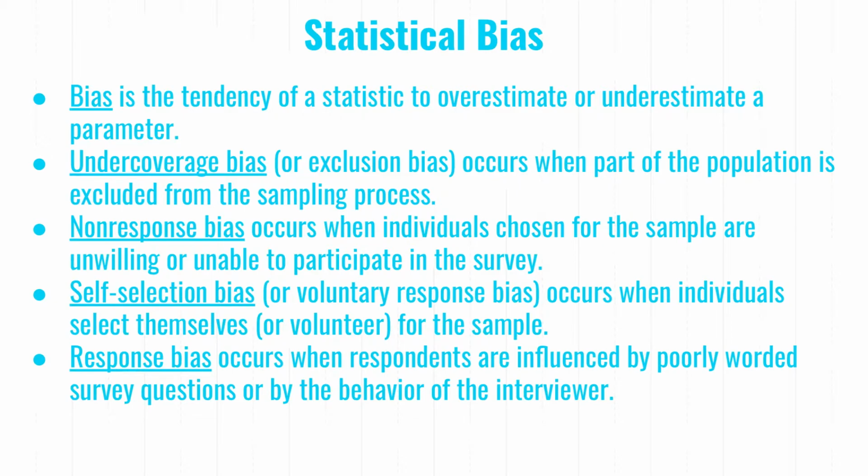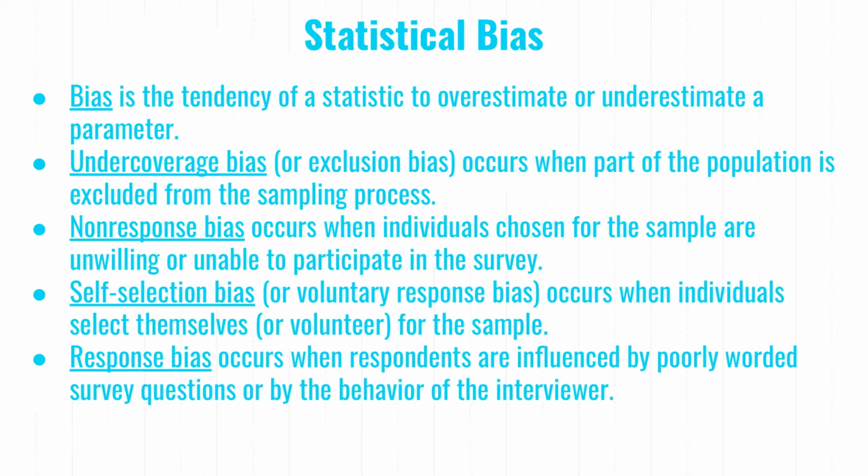Undercoverage bias, or you can think of it as exclusion bias, occurs when part of the population is excluded from the sampling process. So when you're picking your sample, depending on how you are picking your sample, you can exclude a certain group of people, and so you want to be careful about that.